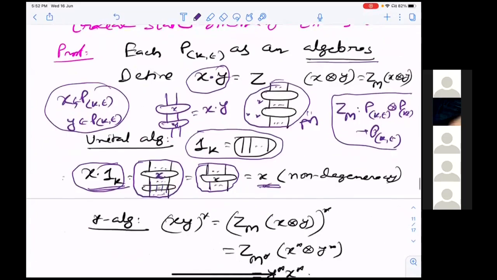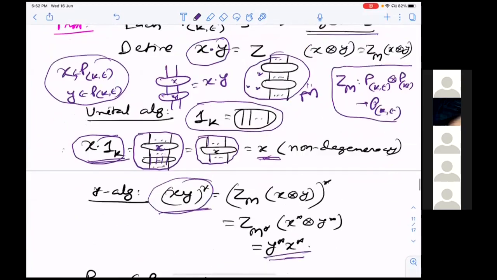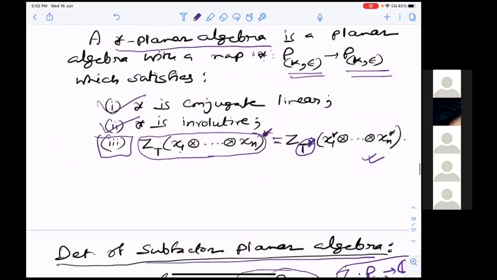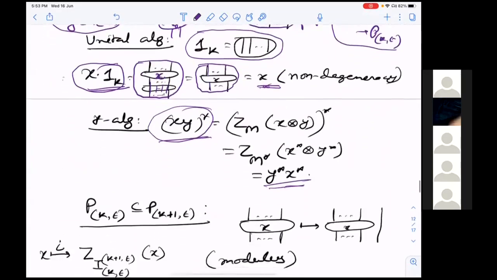So x dot 1k will be x. So this is a unital algebra structure, and you can give a star algebra structure. You can prove that (xy) star will be y star x star. Because of the way I have defined this star planar algebra, this is a nice pictorial proof. You can do this.